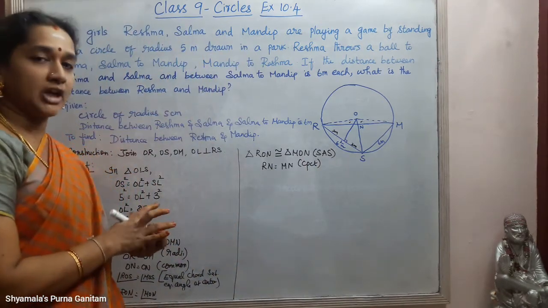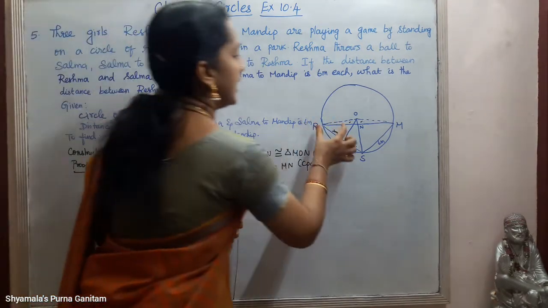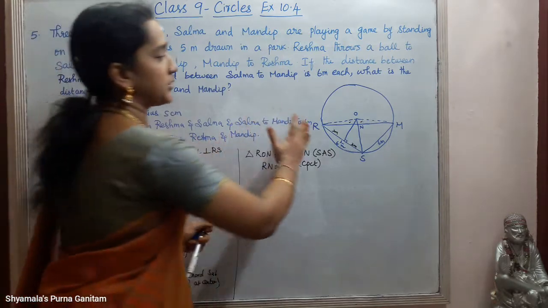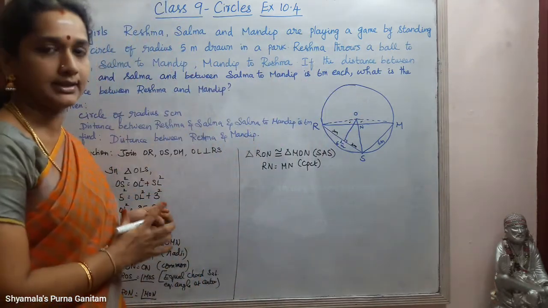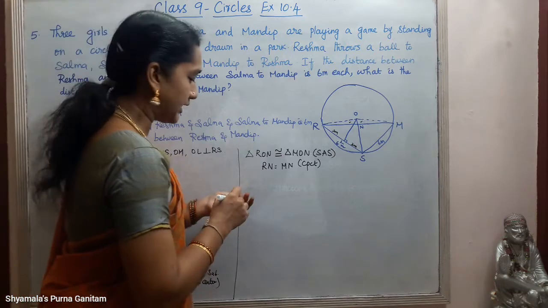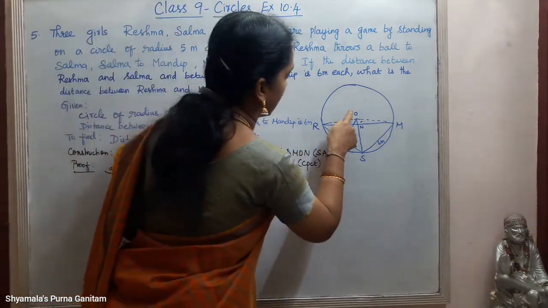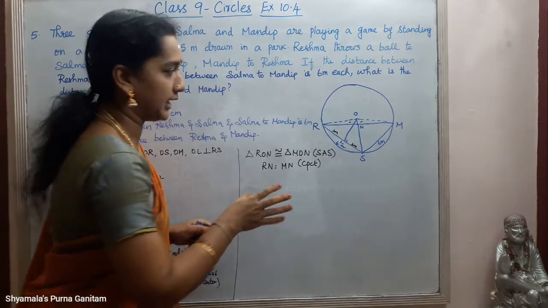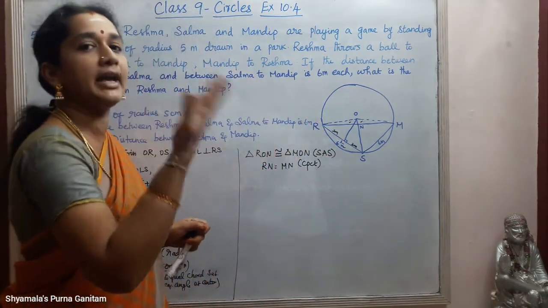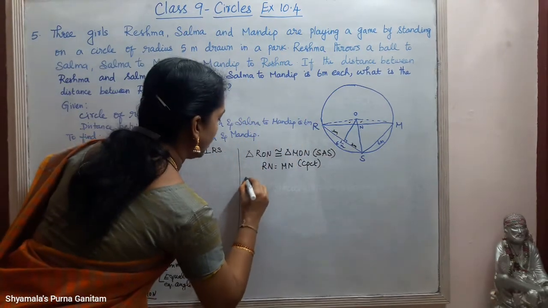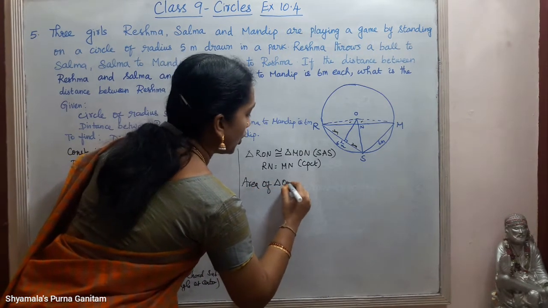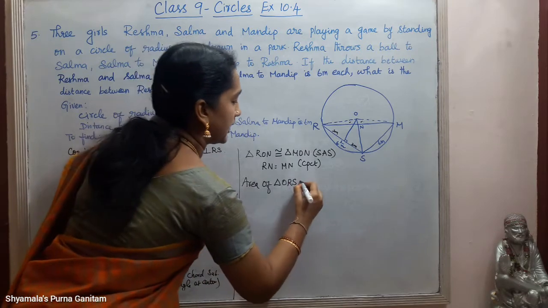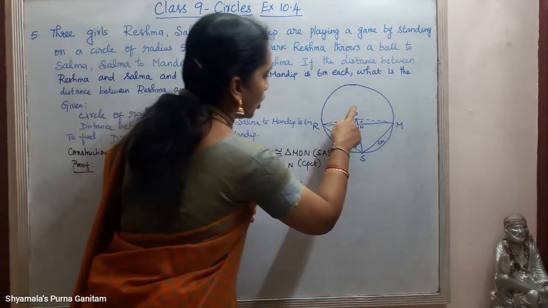Okay. But we are asked to find the length of RN, that is the distance between R and N only. For finding that only we are doing all these things. So now we will get two triangles. One is triangle ORS. The same triangle with different base and height we will be getting. So area of triangle ORS.